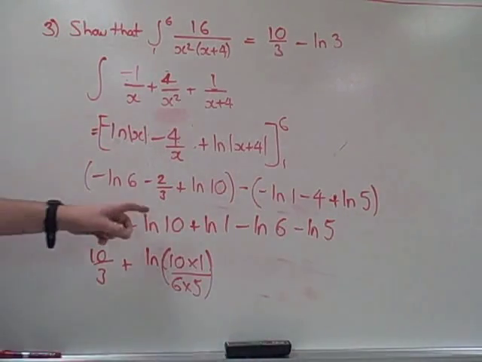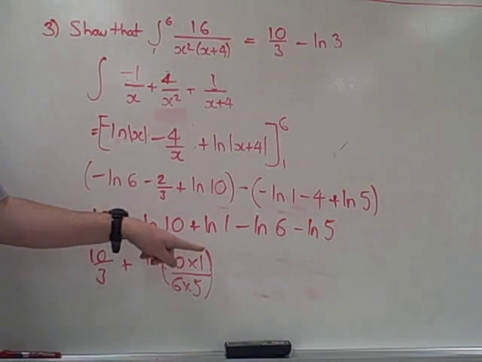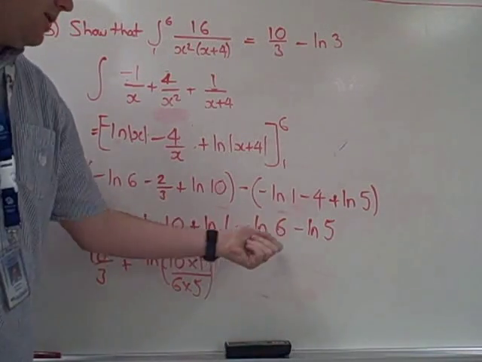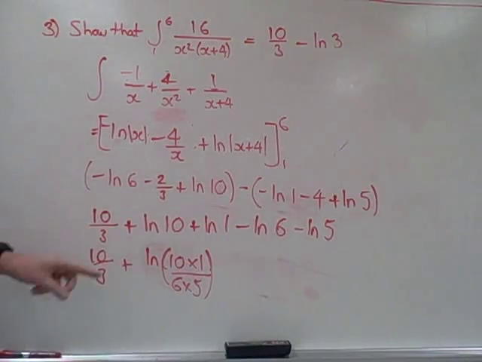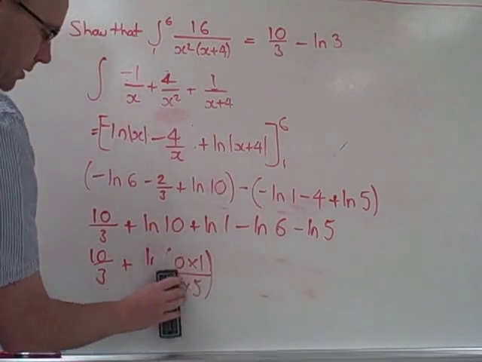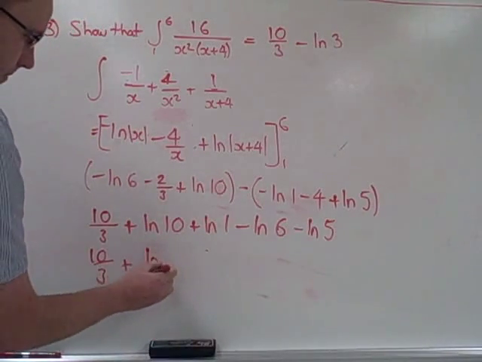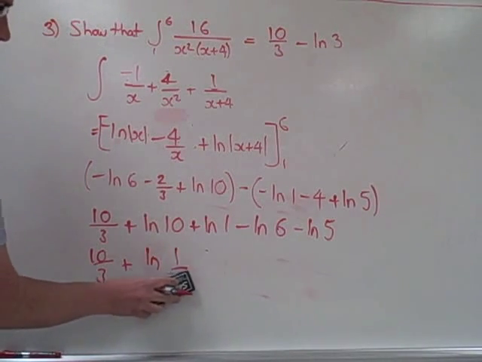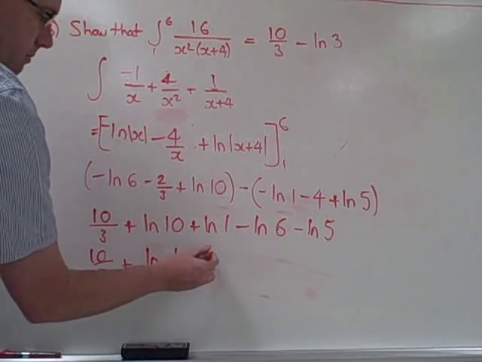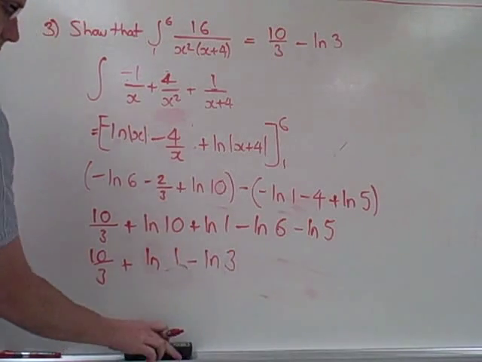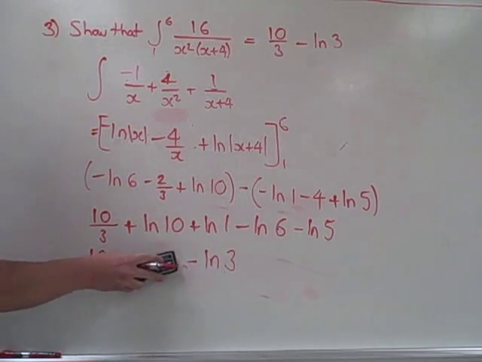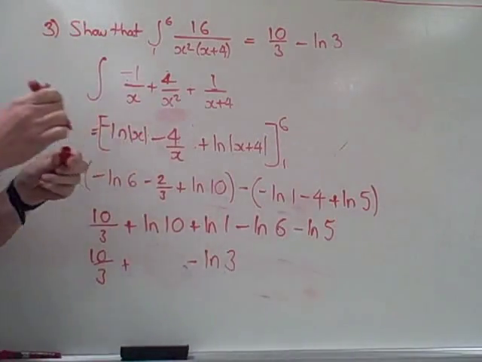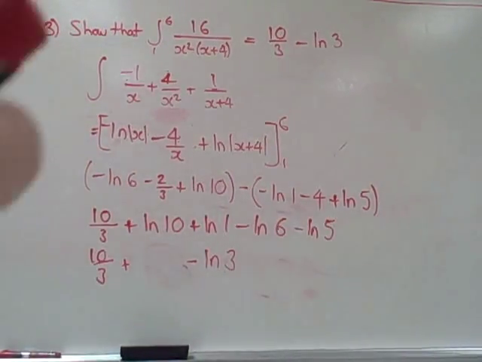Now using my rules of logs, when I've got anything that's added together, I can multiply those together. And anything that's subtracted, I can make as a division question. So 10 times 1 over 6 times 5, that's 10 over 30, which is the same as log of 1/3. Now using that same rule, I can also say that's log 1 minus log 3. And the ln of 1 is 0, and as you can see, I've indeed managed to prove what it asked us to find.